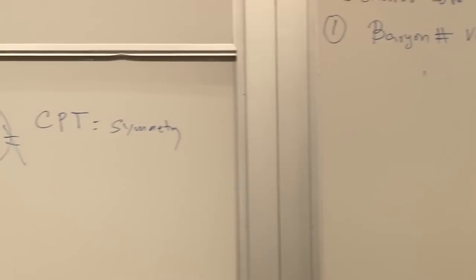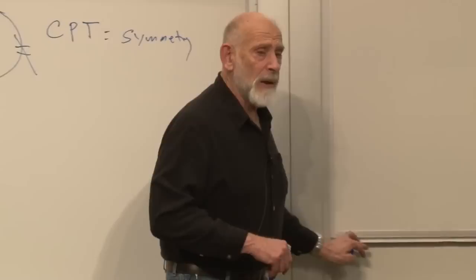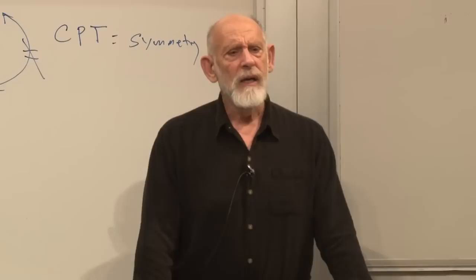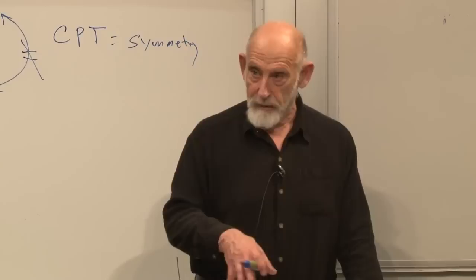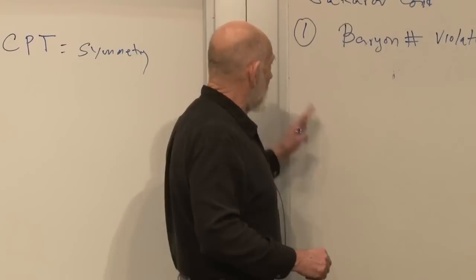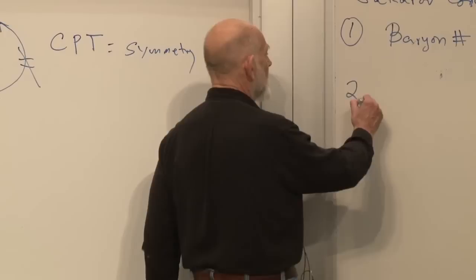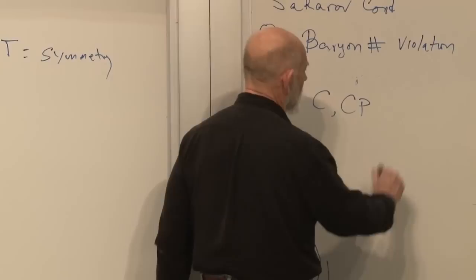So Sakharov's second condition. Incidentally, I've forgotten when CP violation was first discovered, but Sakharov's paper came very quickly after that. When the particle-antiparticle symmetry was discovered to not be correct, within a year or so, I don't remember exactly, Sakharov wrote down his basic conditions. So that's number two.